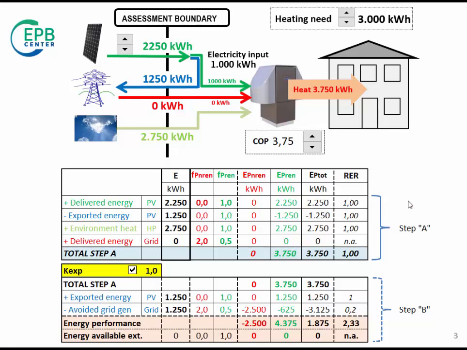To handle option A and option B, the calculation in EN ISO 52000-1 is organized in two steps, step A and step B. The first step, that is step A, evaluates the exported energy according to the resources used to produce it. In this case, the exported energy is PV, so the conversion factor of exported energy is the same as PV delivered electricity. The result of this calculation step is the value for option A.